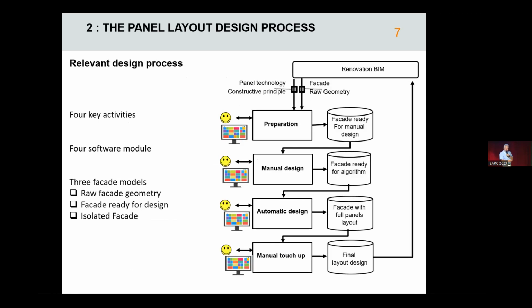So this is the process. As we say, you have the renovation beam, raw facade geometry, and panel technology. We prepare the facade, then manual design, automatic design, and manual touch-up. This process is using 3 models: raw facade geometry, that is going to be insulated; facade ready for design; and result solution, the insulated facade.